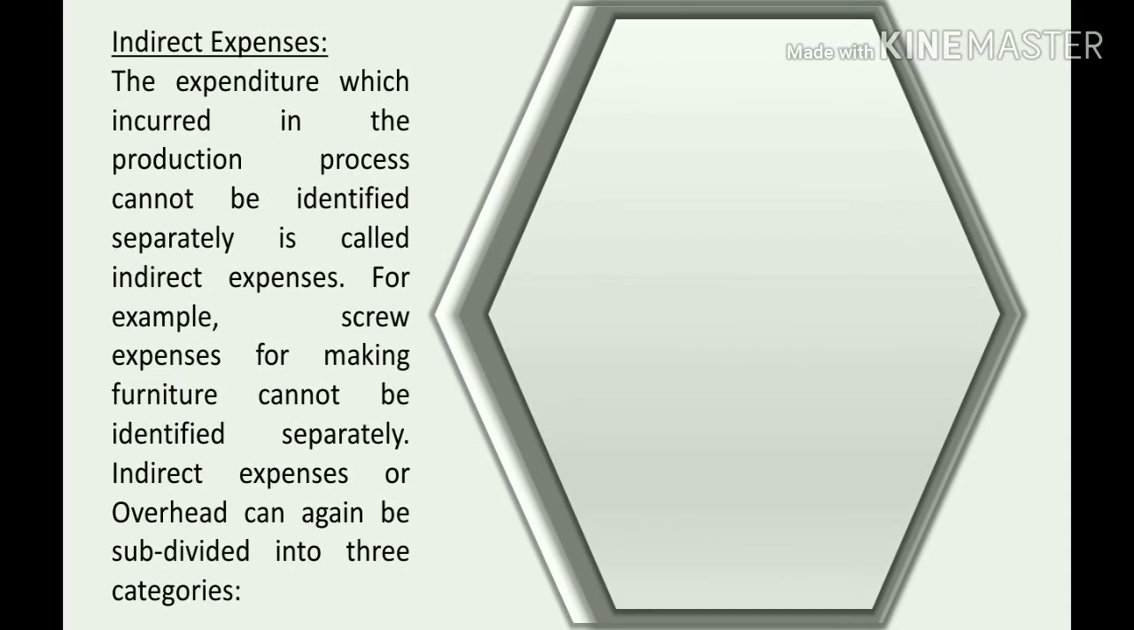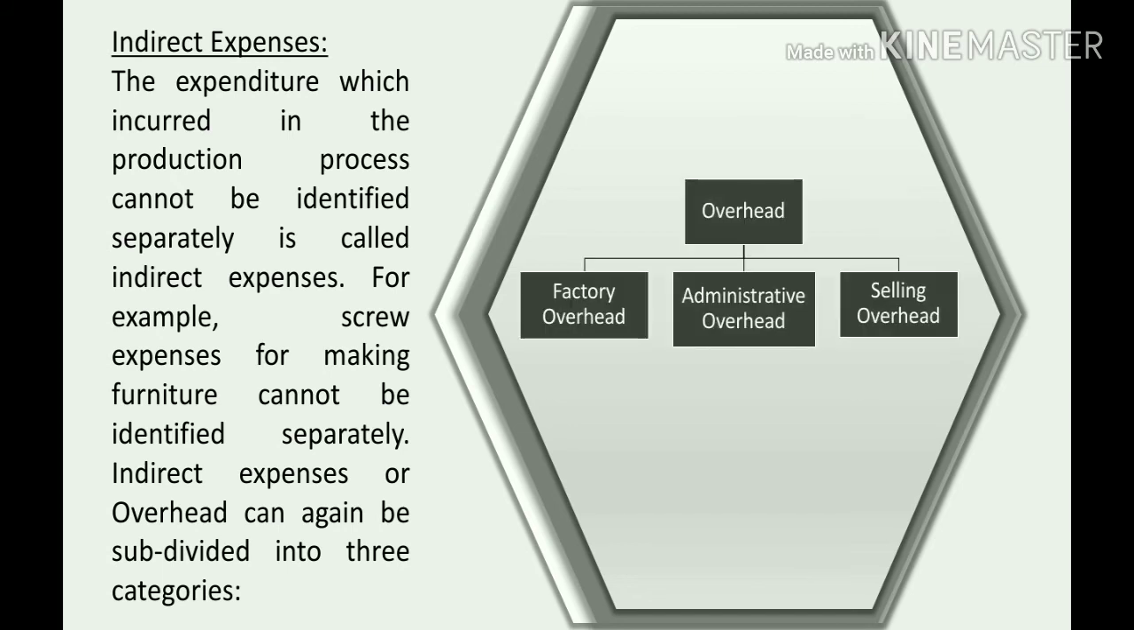Dear learners, let's see indirect expenses. The expenditure which is incurred in the production process and cannot be identified separately is called indirect expenses. For example, screw expenses for making furniture cannot be identified separately. So, indirect expenses or overhead can again be subdivided into three categories. That is factory overhead, administrative overhead, selling overhead.